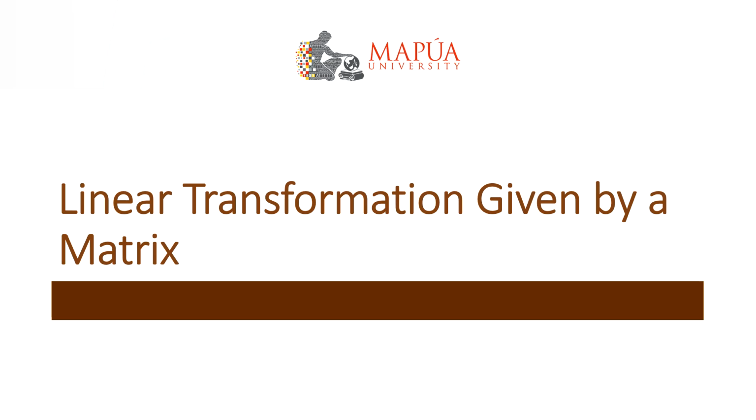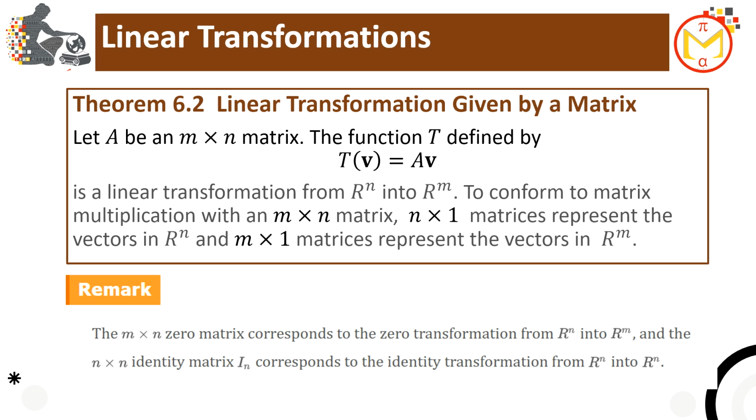So, we go now to the linear transformation given by a matrix. Okay, so we have here Theorem 6.6, linear transformation given by a matrix. Let A be an m by n matrix and the function T defined by T of V equal to AV, where A is a matrix. And it's a linear transformation from Rn to Rm.